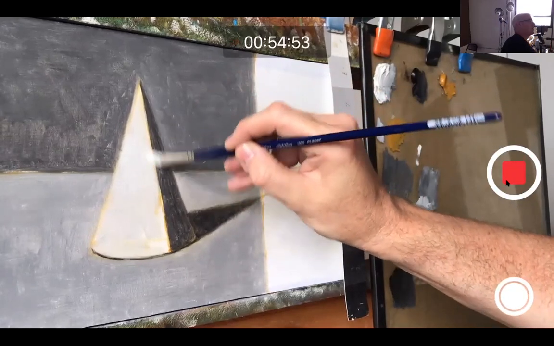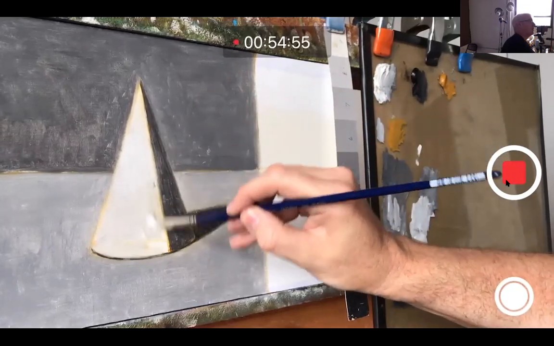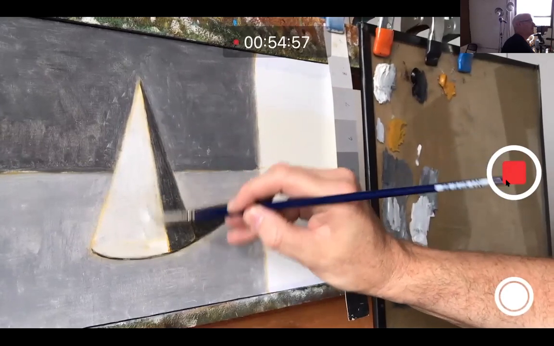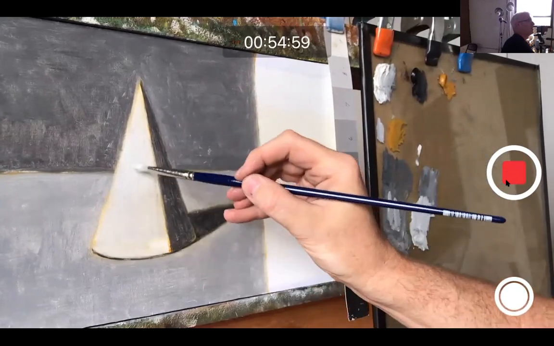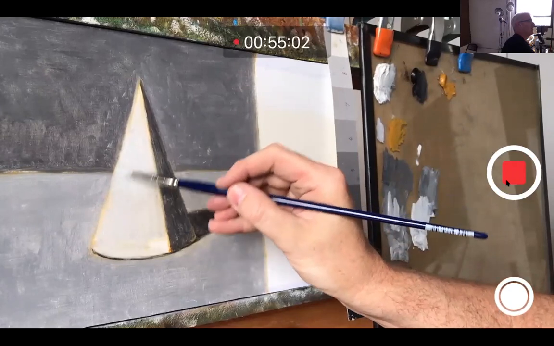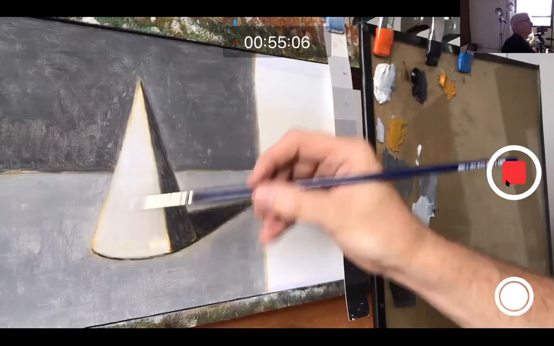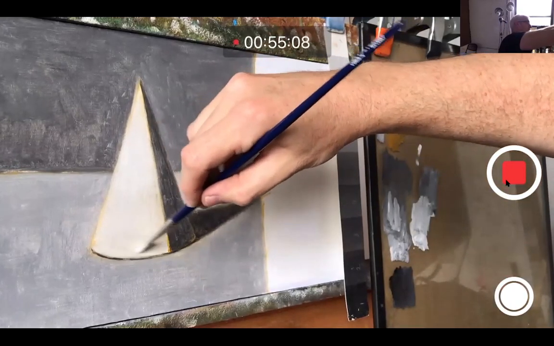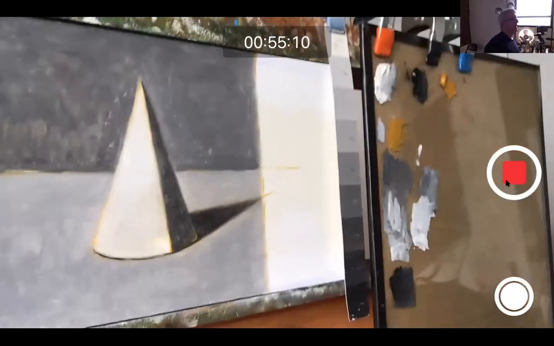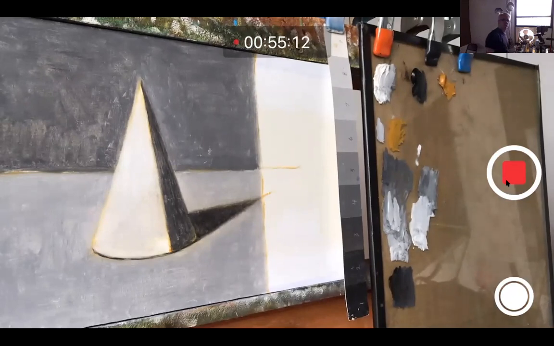Some artists just hold their brush away from the canvas. I mean, you can do that. I find it a little bit harder. I love the mahl stick. I don't have a steady hand, so that might be something that I need to get. Yeah, it helps. I find it very useful in helping to steady your hand.